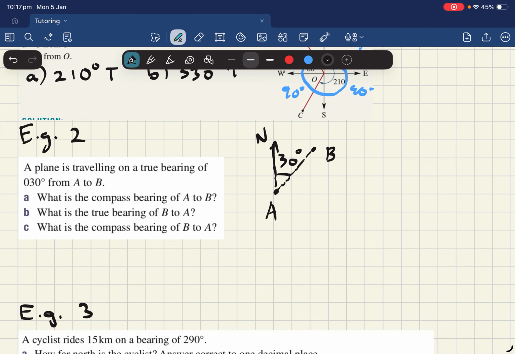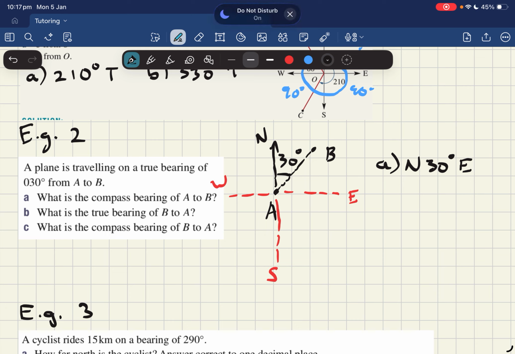And think about it. In our entire northeast, southwest, because the first part, A, is asking for our compass bearing. So we have north, east, south, west. The compass bearing of A to B, remember to write compass bearings, we have to start with north or south. Now this is clearly closer to north, so we write N, then we do 30 degrees, and then we write the E here. This is the compass bearing, not the true bearing, of A to B.